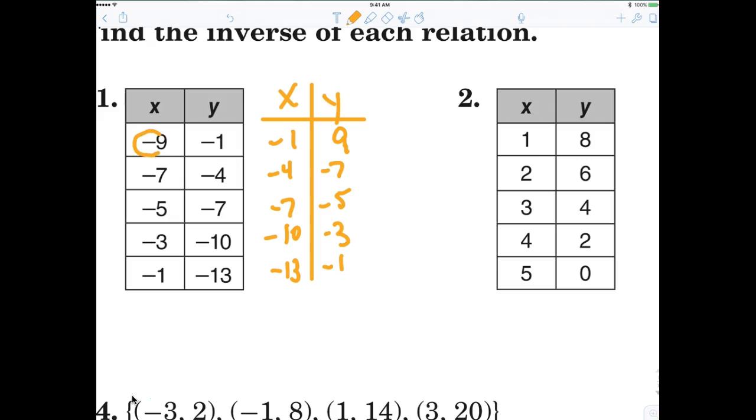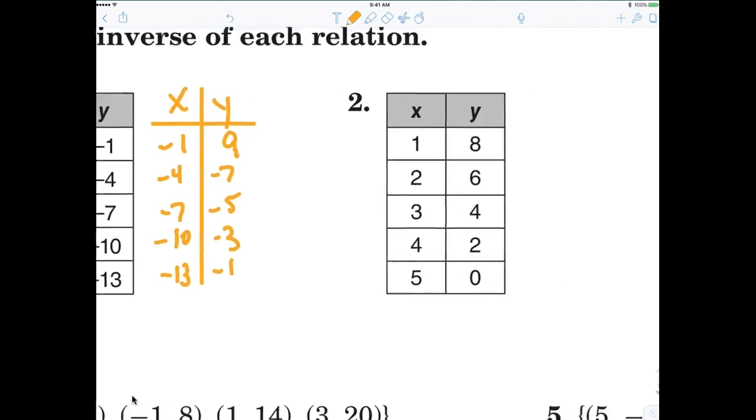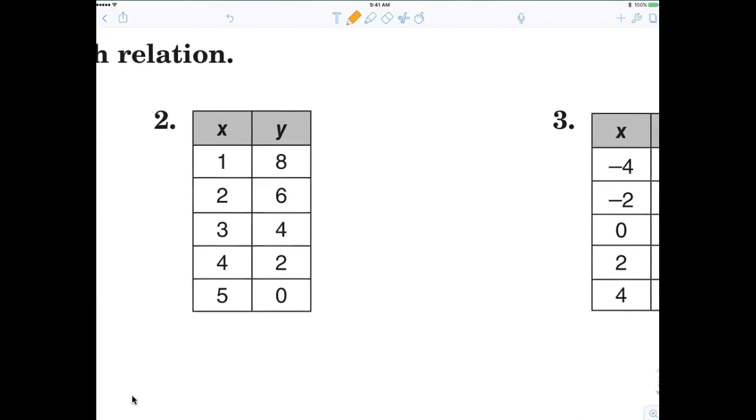Again, notice what I did. The x's became the y's, and the y's became the x's. That is all there is to inverse functions. Very, very easy. So let's take a look at number two.